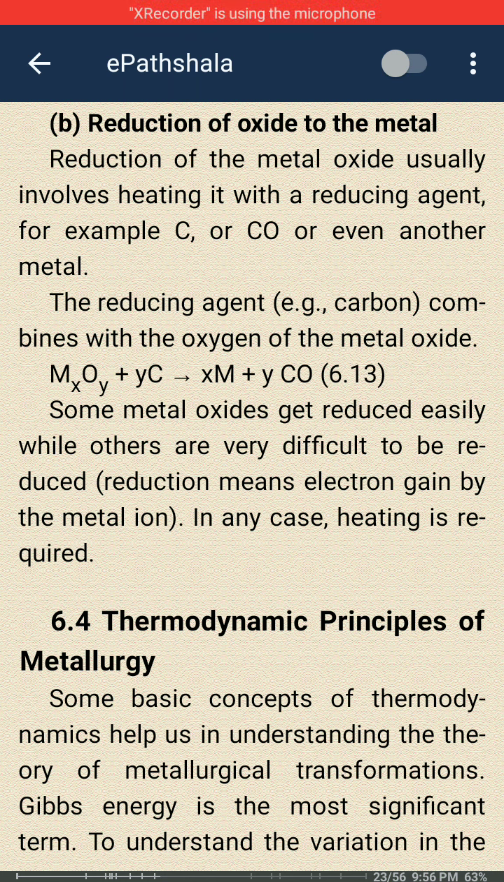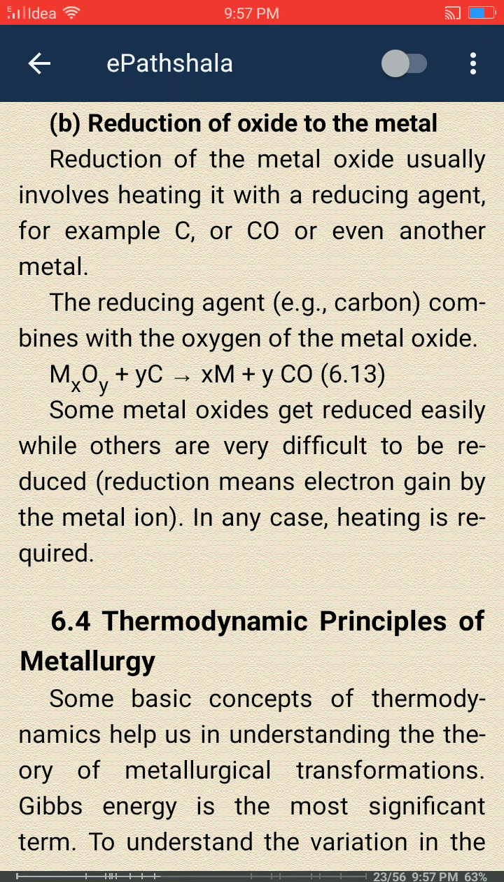The reducing agent combines with the oxygen of the metal oxide. So in this process, that is reduction, what is happening there? A reducing agent combines with the oxygen of the metal oxide. So that metal oxide obtained by calcination or roasting will react with the reducing agent in this reaction, and reduction takes place, that is metal oxide is reduced to metal.